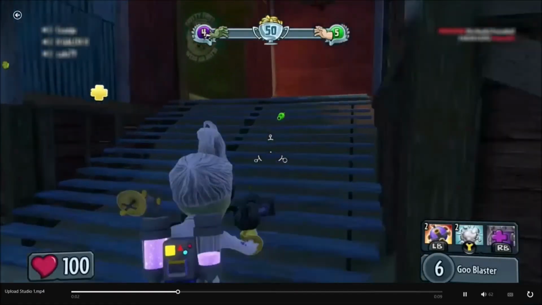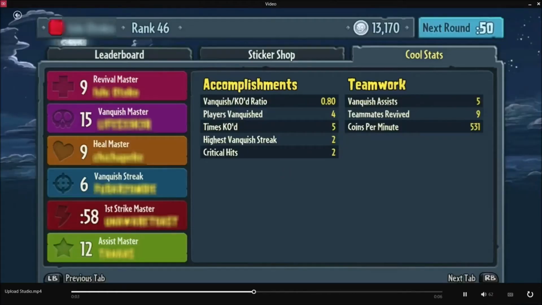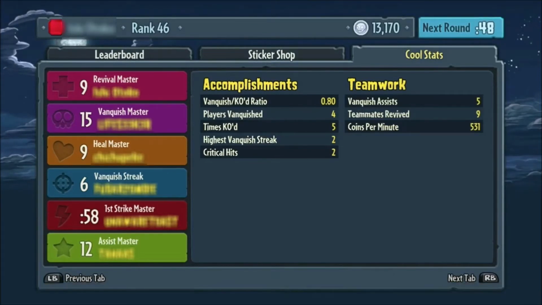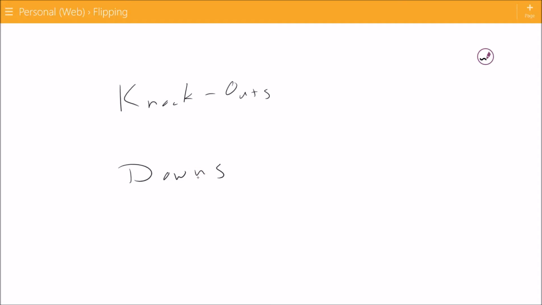Plants vs. Zombies is a game where you are a plant or zombie, you fight each other. I was playing a bit and I got this particular result, which was with 4 knockouts and 5 downs. So I had 4 knockouts of other players and I was downed 5 times.